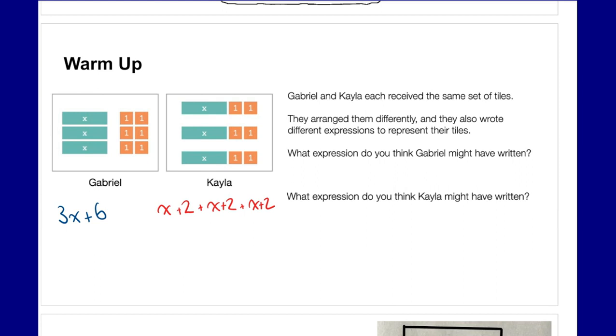Obviously, we could collect all the like terms, but if you still want to represent how Kayla has arranged the tiles, how could we represent that if I have 3 groups of the same thing? Well, you might think, well, 3 groups of the same thing, oh, that's exponents. Not quite. Remember, exponents means we're multiplying the same thing. Here, we're adding the same thing. So when we're adding the same thing, we multiply. So I could do 3 times x plus 2. I have 3 groups of x plus 2, which we can see in Kayla's representation. So this would be how she might have written the expression.